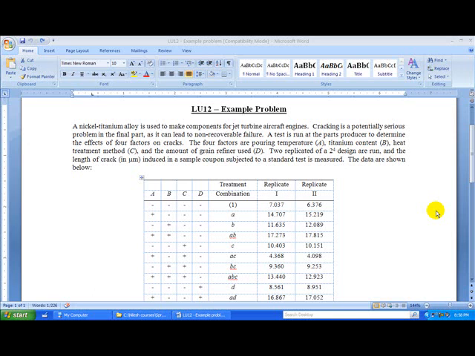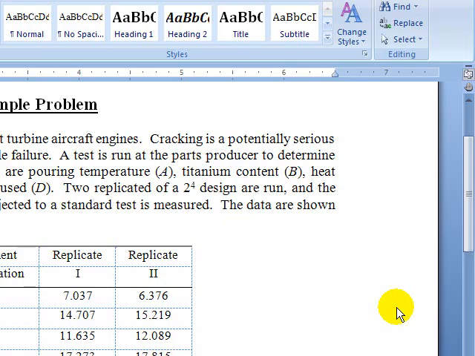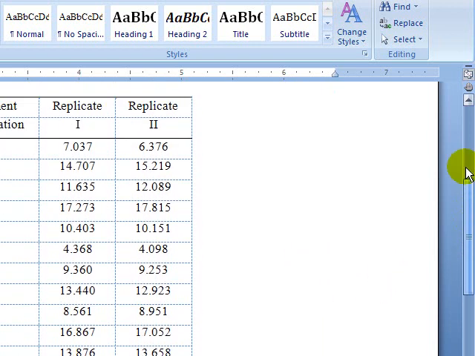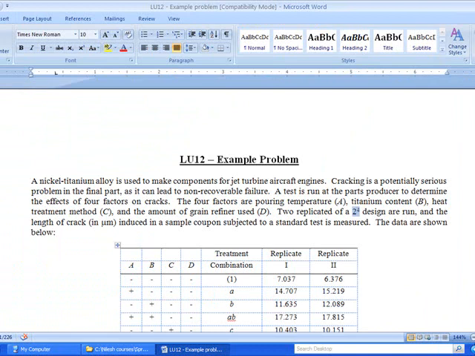Hi students, today I am going to explain one problem from chapter 6, which is about 2 raised to k design. So before we talk about the problem, let us talk in general about chapter 6. What is 2 raised to k design? I am sure most of you know about it.